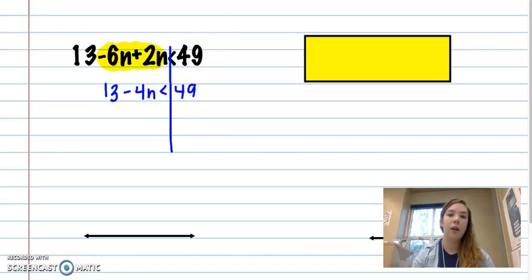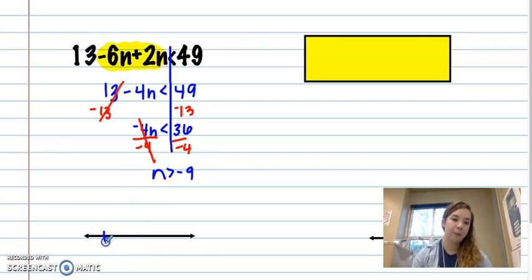And now I have a two-step. So since 13 is positive, we're going to subtract 13. And we get negative 4n is less than 36. Then I have to divide by negative 4, which is going to flip our sign. You have n is greater than negative 9. So that's an open circle pointing right.